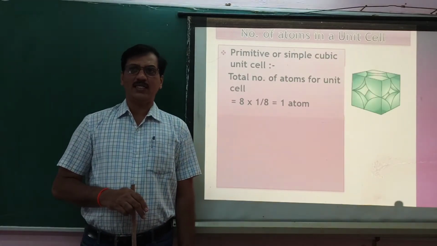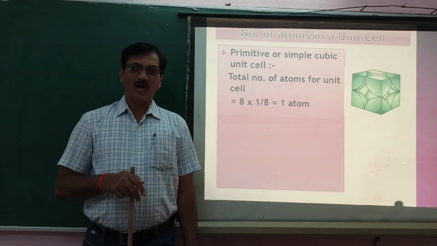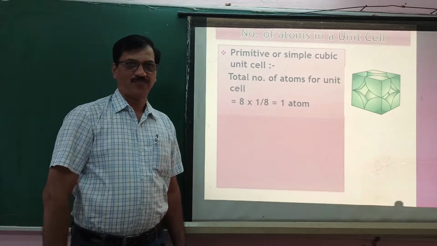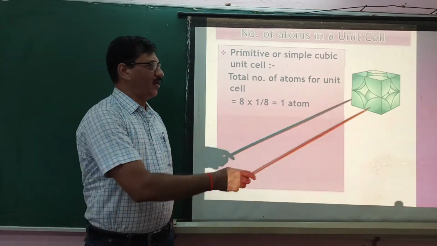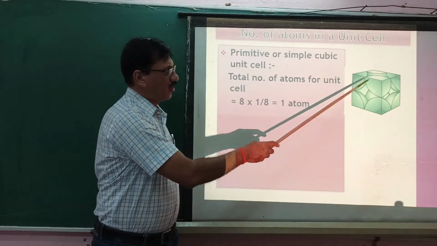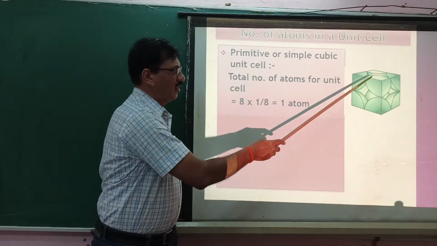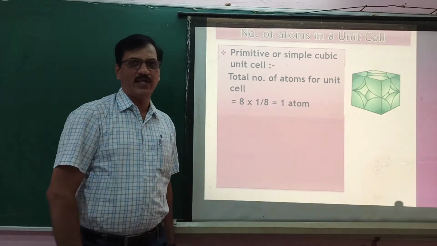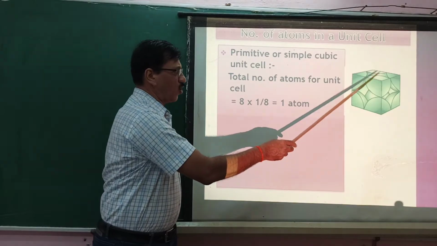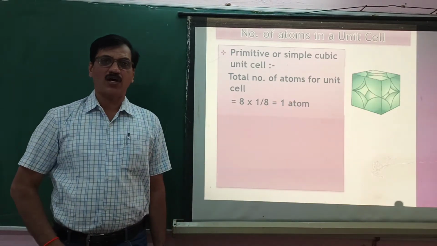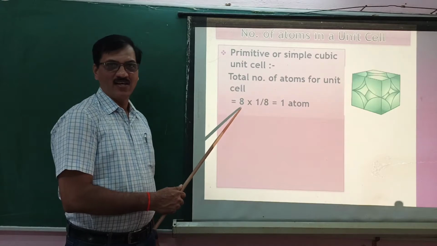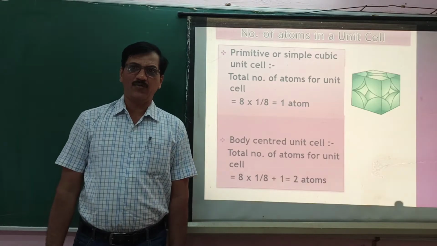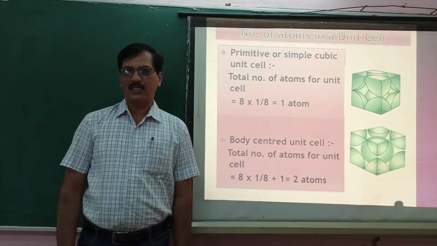Now, how many atoms are there in a unit cell? In one unit cell, how many atoms could be there? Suppose you take a unit cell. Each unit cell consists of some fraction of atoms. This is the corner, and only 1/8 of that atom is inside the unit cell. There are 8 corners, therefore the total number of effective atoms is 8 into 1/8, that is 1 atom inside. So in a primitive unit cell, there can be only 1 atom.